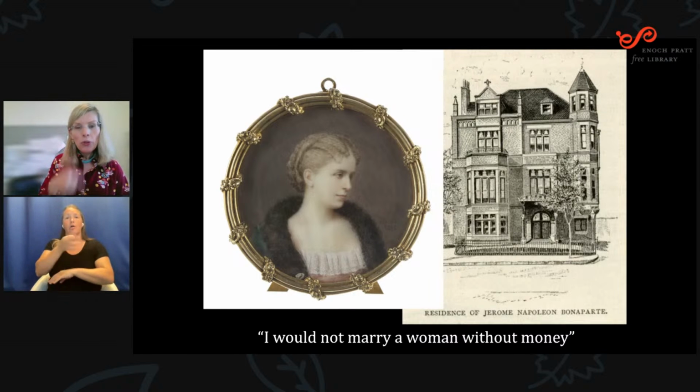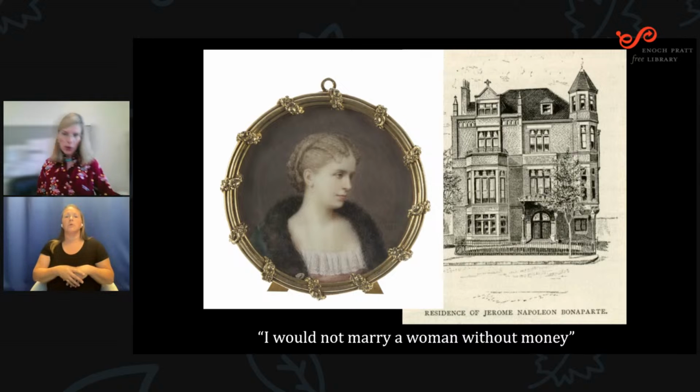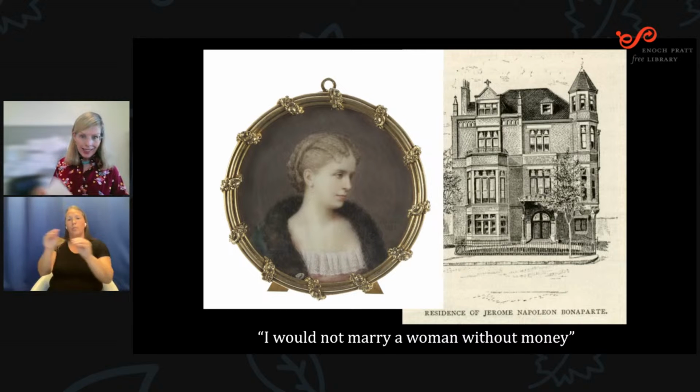Together with her money, which Jerome himself, the quote is from him, "I would not marry a woman without money," he assures his grandmother, end quote. He, in fact, does that. They move to Washington, D.C. and build Chateau Bonaparte, which you see here, no longer extant, but formerly on K Street.